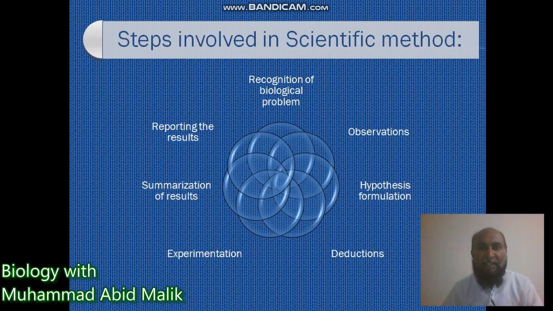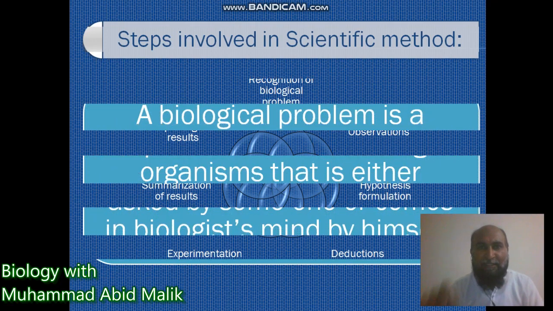First of all, recognition of the biological problem. Second, observation. Thirdly, hypothesis formulation. Fourthly, deduction. Then experimentation, summarization of results, and in the end, reporting of the results. These are the steps involved in the scientific method.